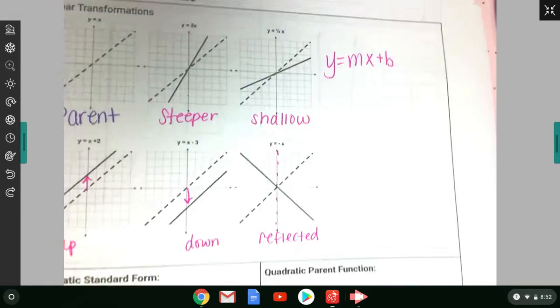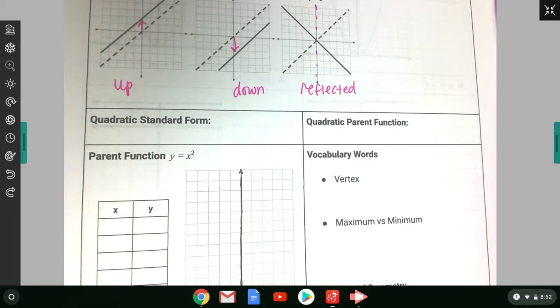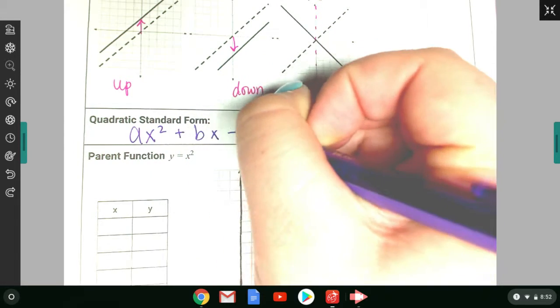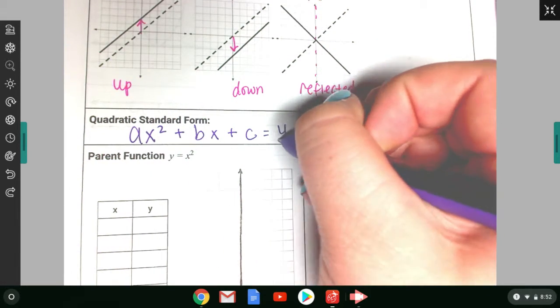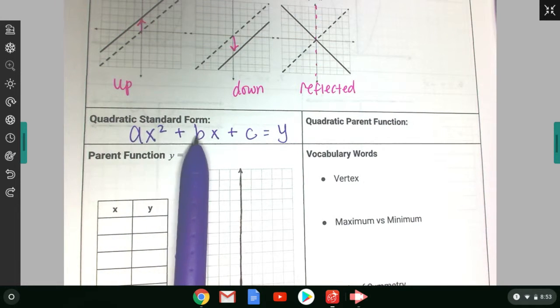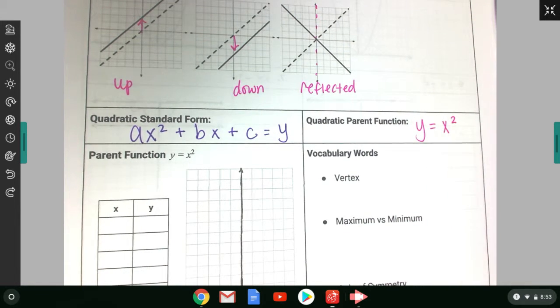Let's look at quadratics now that we reminded ourselves of that. Quadratic standard form is one that we're kind of familiar with already. It is ax squared plus bx plus c. This a, b, and c we're going to deal with over the next few videos of notes. The parent function for our quadratic function is when a is 1 and b and c are 0. So that is y equals x squared.